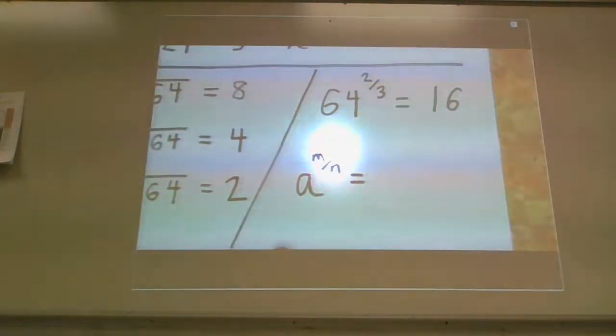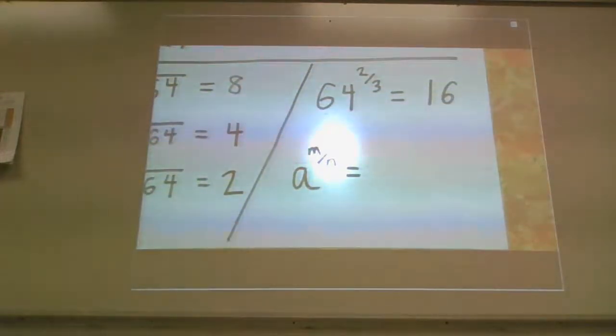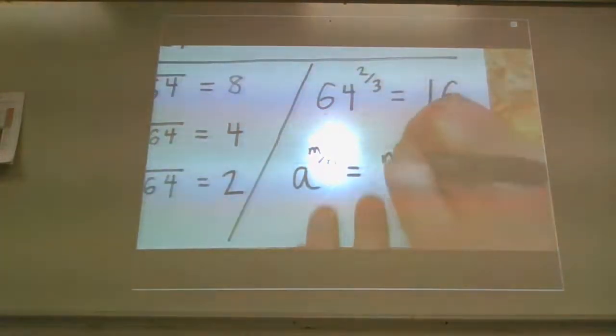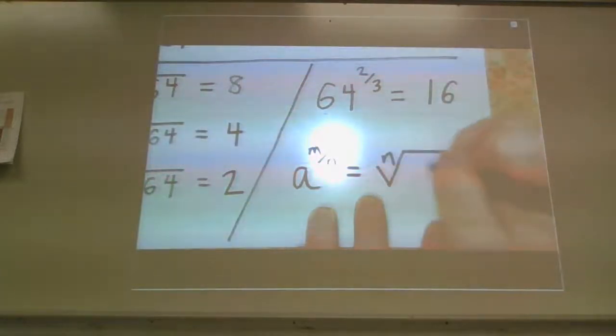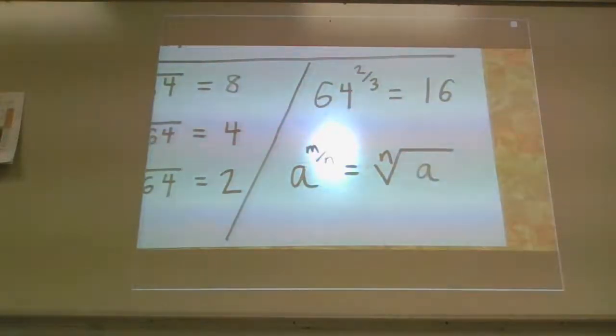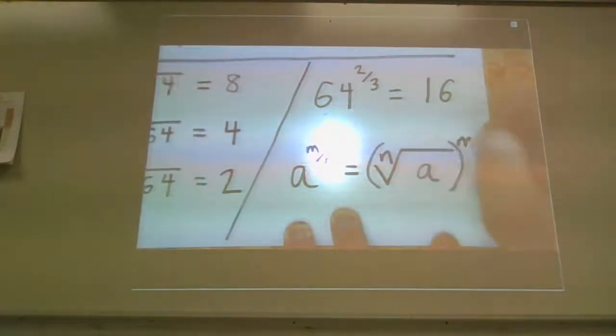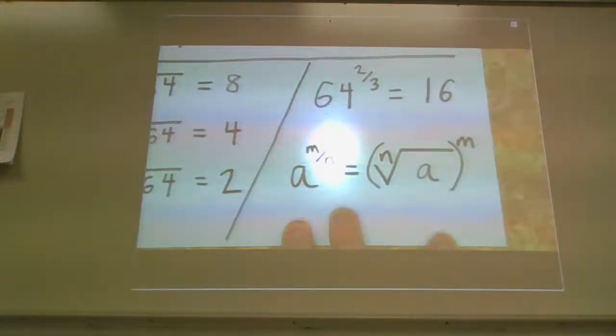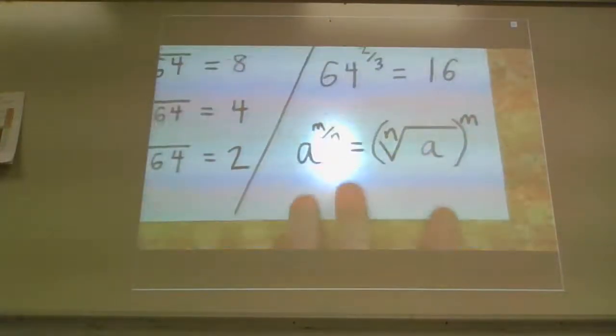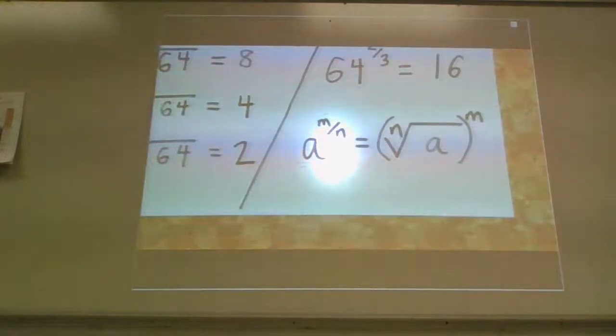A to the m over n power is equal to the nth root of A raised to the m power. Move that up. There we go. A to the m over n power is actually the nth root of A, the whole thing raised to the m power.